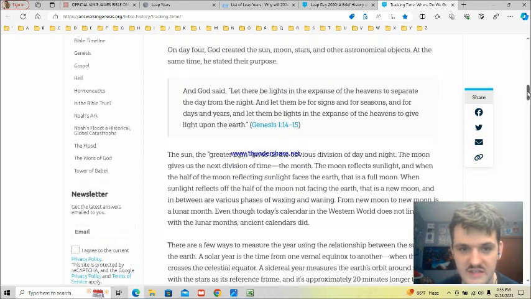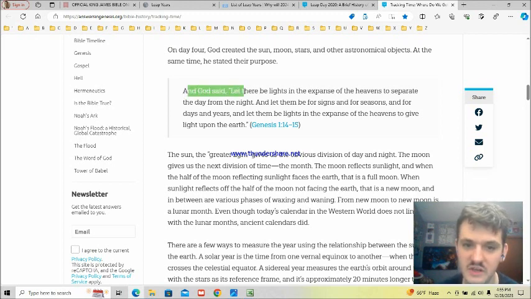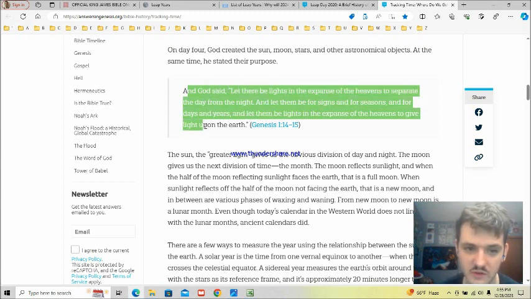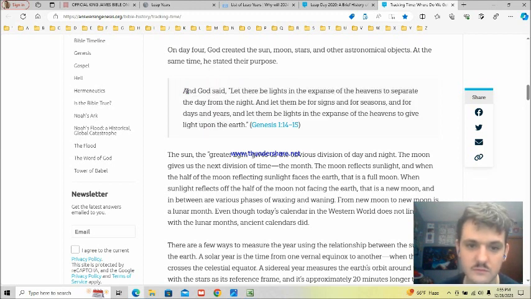And this is chapter one. This is Genesis chapter 1 verses 14 to 15 in a modern Bible version. But you can read this in the KJV, because I'm KJV only anyway. But yeah, this will say the same thing in the KJV.